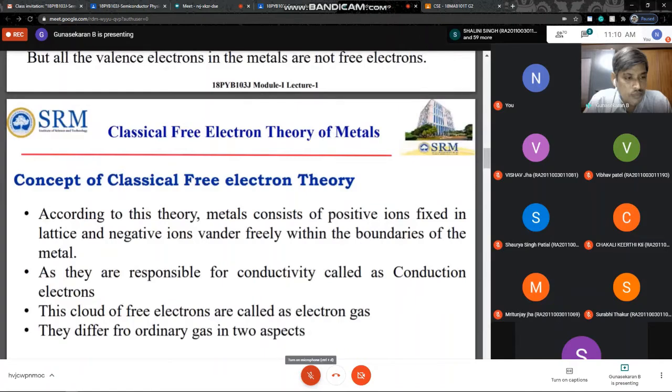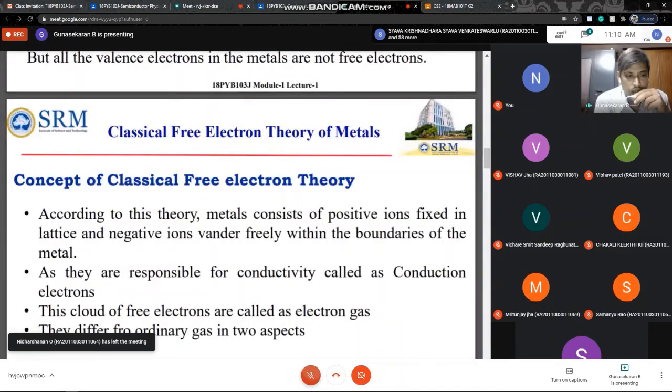You know the name, drift velocity? Any idea? I think you studied it in the lower classes, the 12th standard. Drift velocity. Yes, the electrons are drifted. That is V suffix D, the drift velocity. Okay, like that you understand.